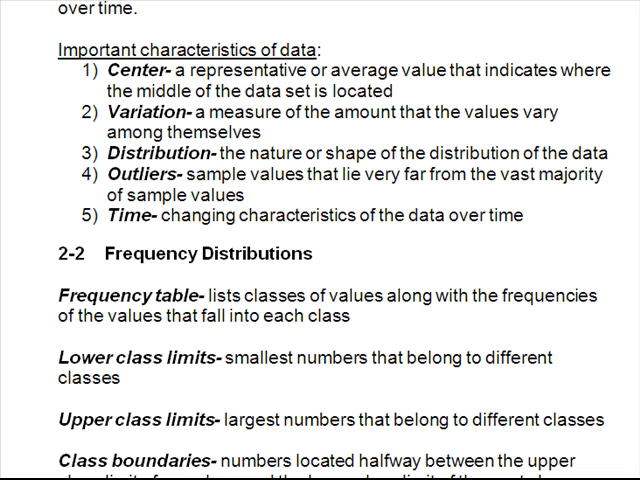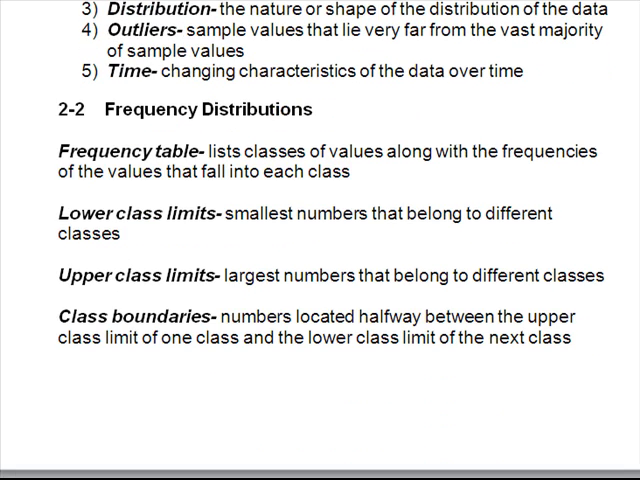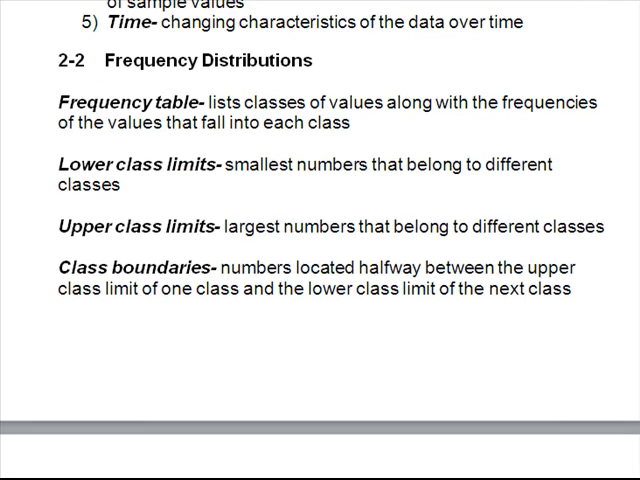Distribution, we'll look at the graph and talk about the nature or shape of the distribution of the data. We'll be interested in outliers, which are sample values that lie very far from the vast majority of sample values. And time, we have to make sure that we understand the changing characteristics of data over time. In 2-2, we talk in particular about a way of summarizing data in a table, and we talk about what are known as frequency distributions.